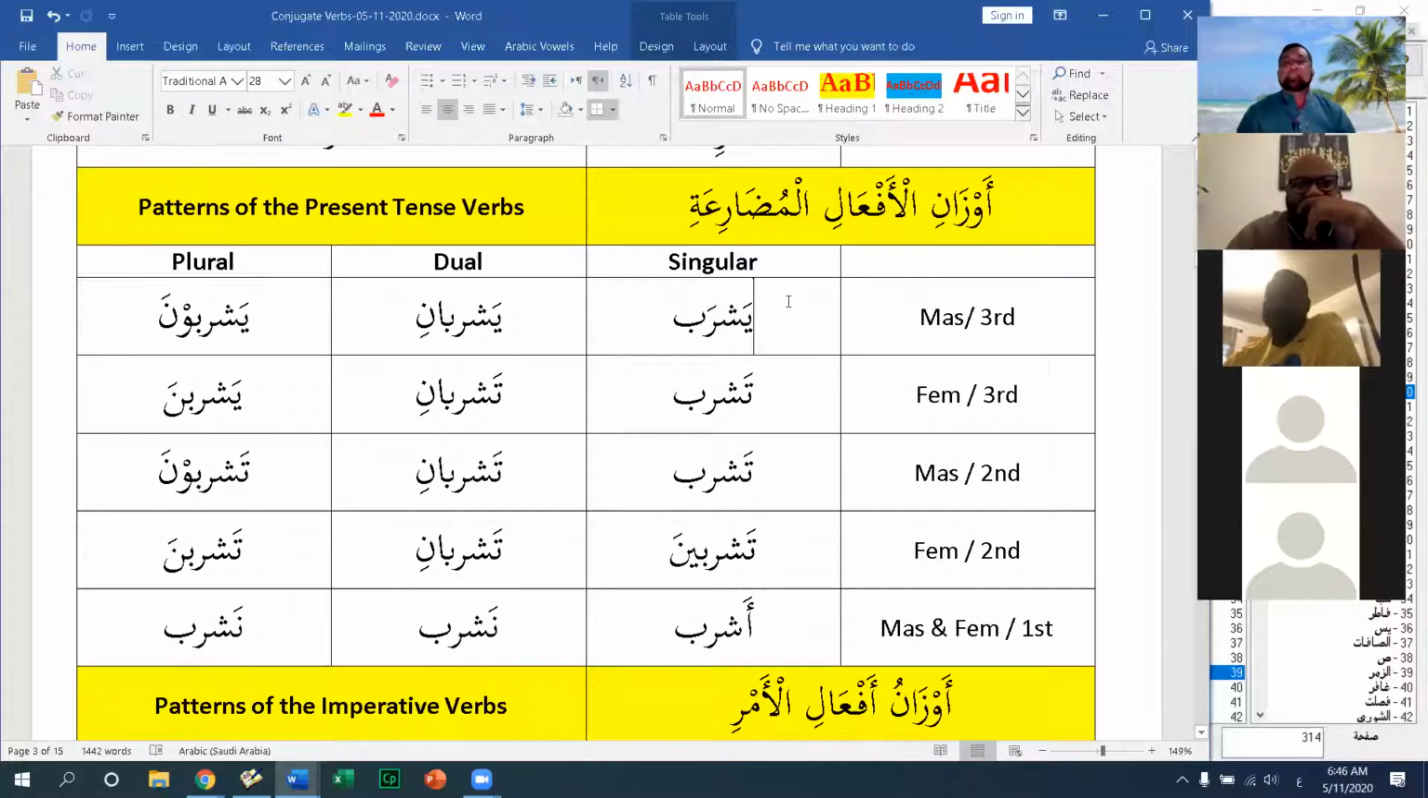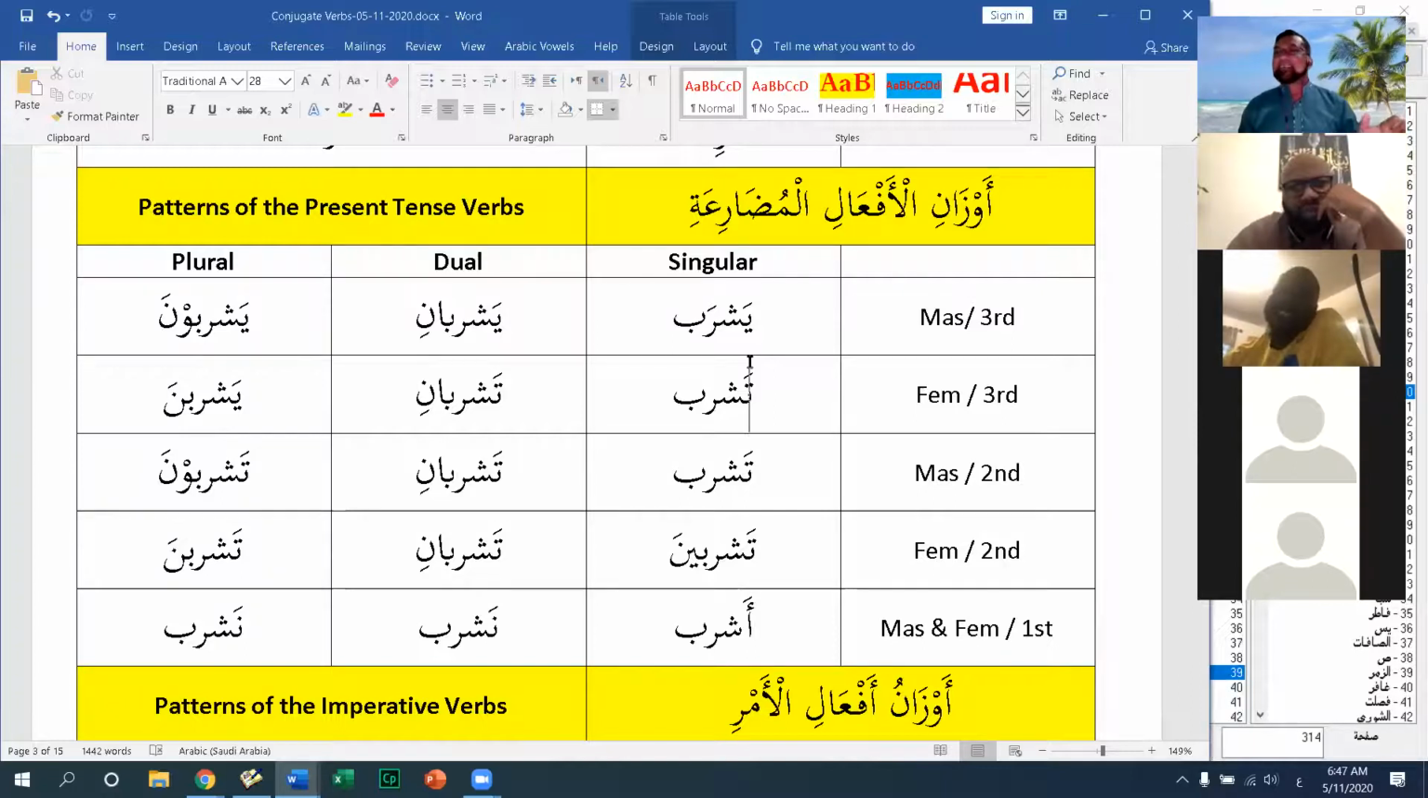But let's do the present tense. He, هو يشرب. Why did you say yashrabu with a fatha on the ra? Why not yashrubu or yashribu? Because you memorize it like that, because the dictionary says so.